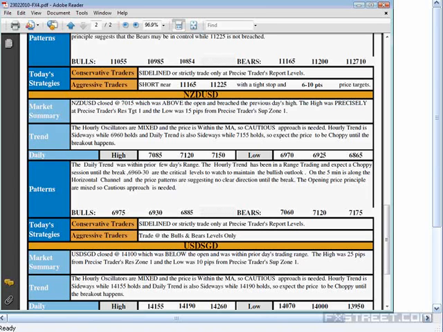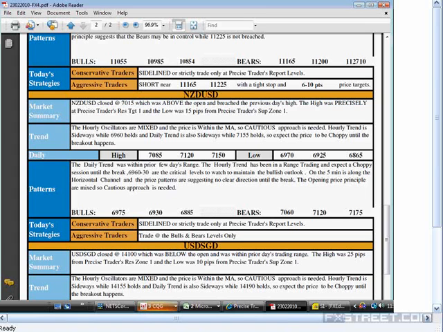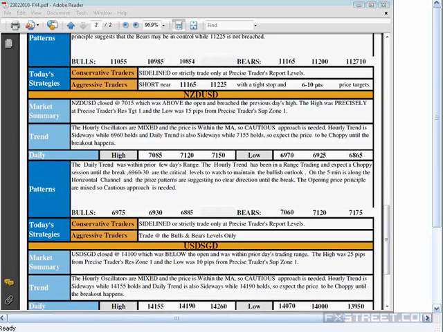On the 5 minute, price is along a horizontal channel, and the price patterns suggest no clear direction until the break, and the opening price principles are mixed, so a cautious approach is needed. Overall, this market is being cautious and very choppy. So be extra careful and try not to be over-optimistic whenever the breakout or the move happens.